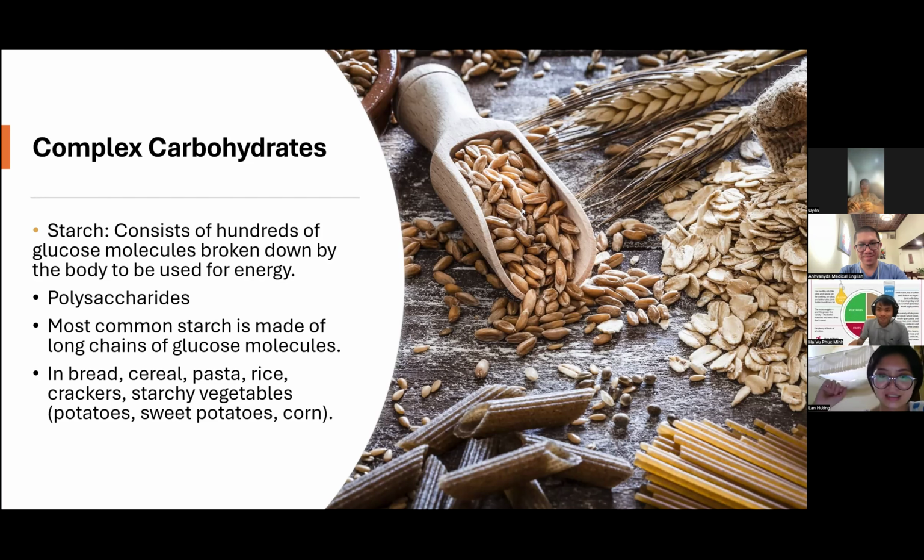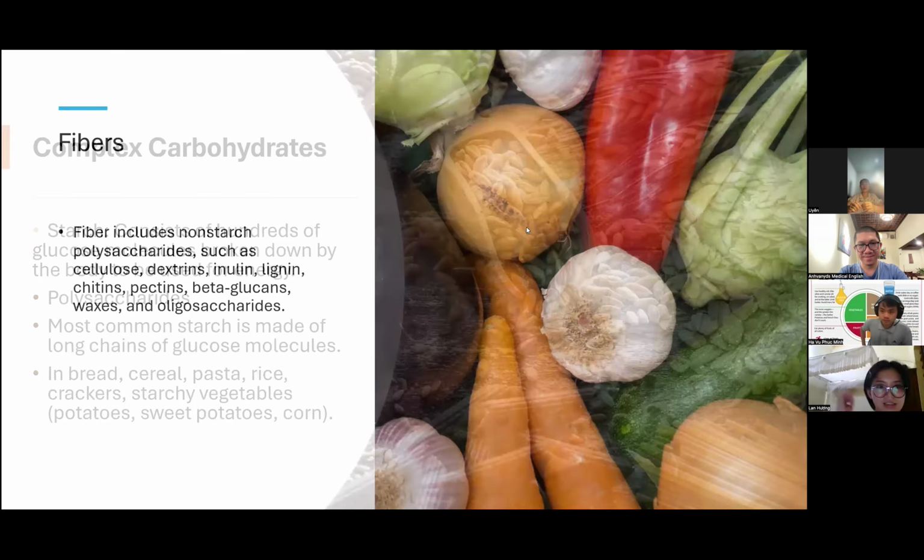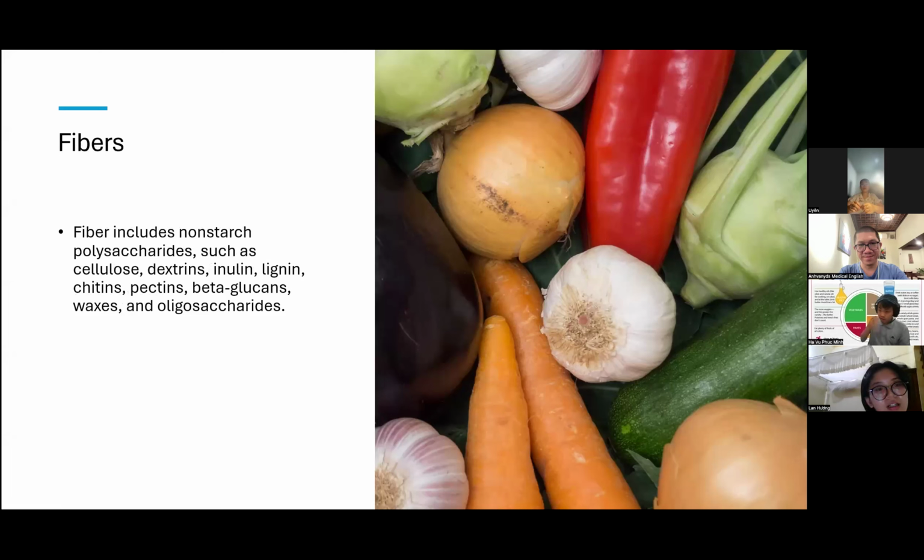Why is it not okay? Fibers. Fiber is the most common. Lots of people, maybe like when I was learning at medical school, think fiber is not a carbohydrate. But actually fiber is a carbohydrate. Fibers include non-starch polysaccharides such as cellulose, dextrin, inulin, lignin, chitins, pectins, beta-glucans, waxes, and oligosaccharides.